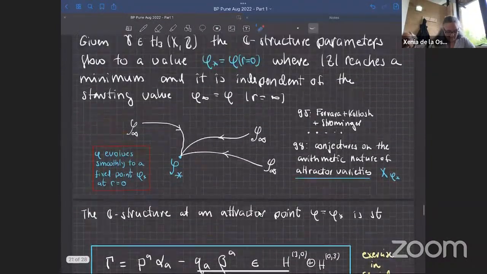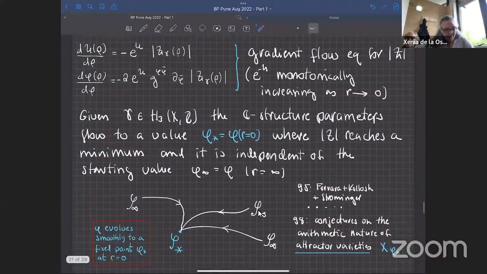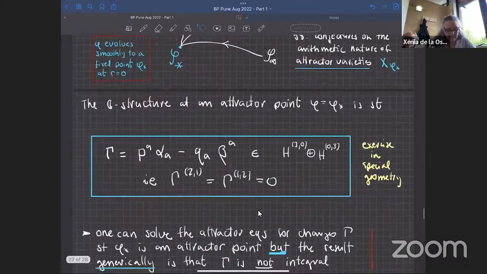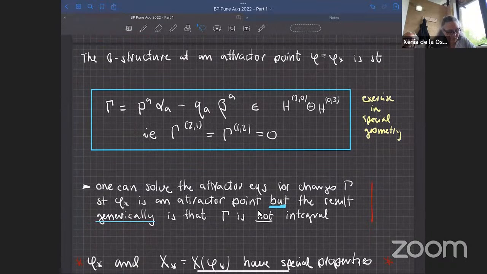So having said all this, it is not a straightforward exercise to show that these equations can be translated into something very nice, which is the following equation: that the complex structure at an attractor point, pi equals pi star on the horizon, is such that the charge vector, now in terms of the cohomology, which we defined like this, belongs to H^{3,0} plus H^{0,3}. In other words, its 2,1 part and 1,2 part are 0.